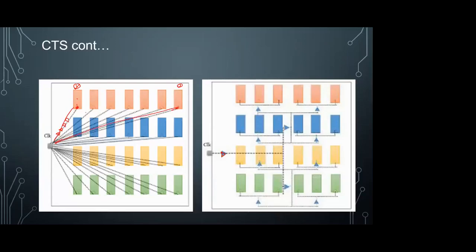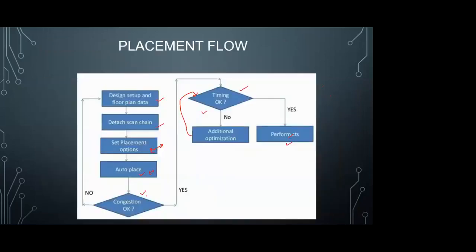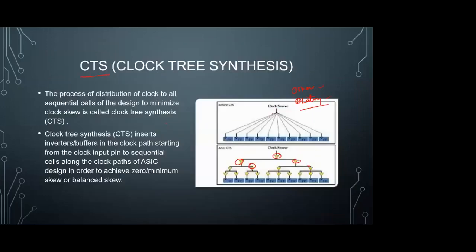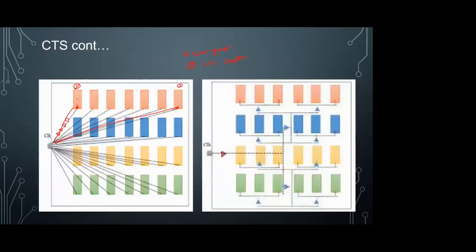So we will check why it is adding so many buffers. We have some methods, which is called skew grouping, and we can also use CTS exceptions. Before that, in the placement flow I had told you to check whether timing is okay or not. If timing is not okay, we cannot go to CTS. If timing is bad, obviously you can expect some unwanted buffering at CTS. If timing is good, then you can control at CTS: you can give some exceptions and skew grouping, and accordingly reduce this.